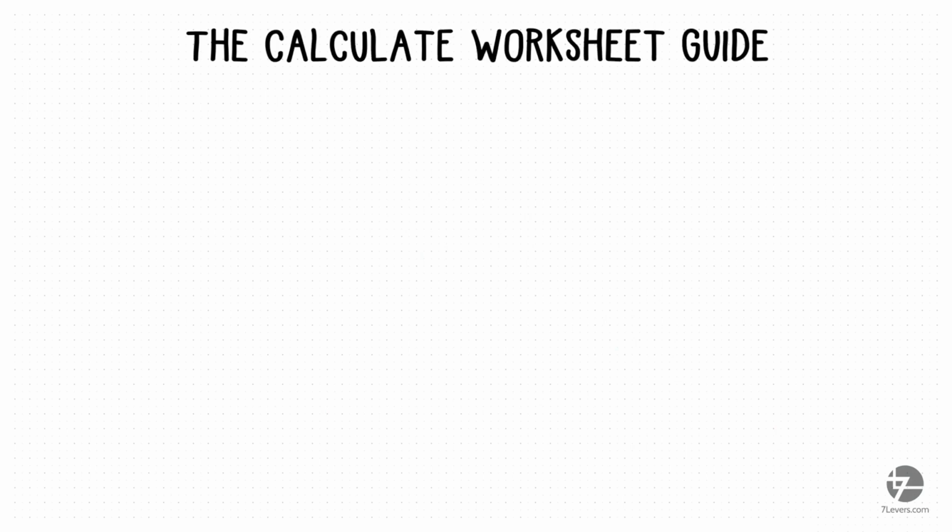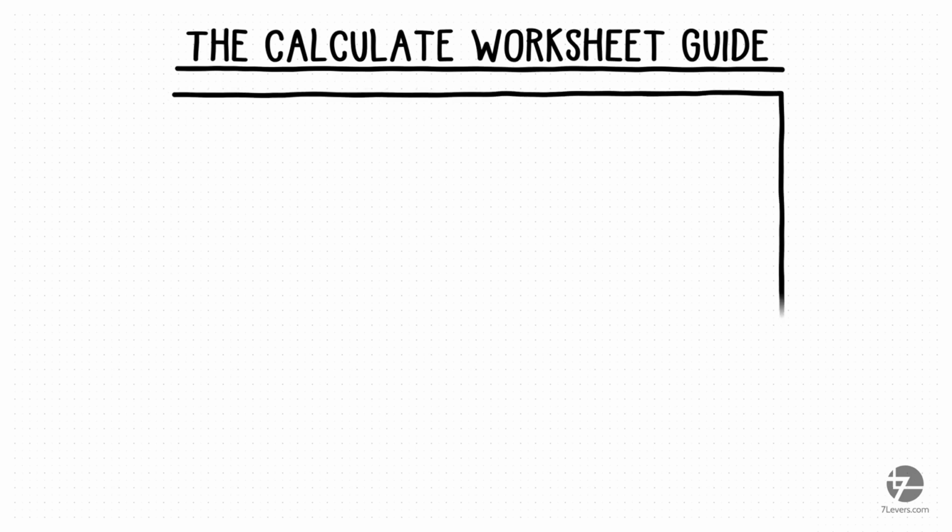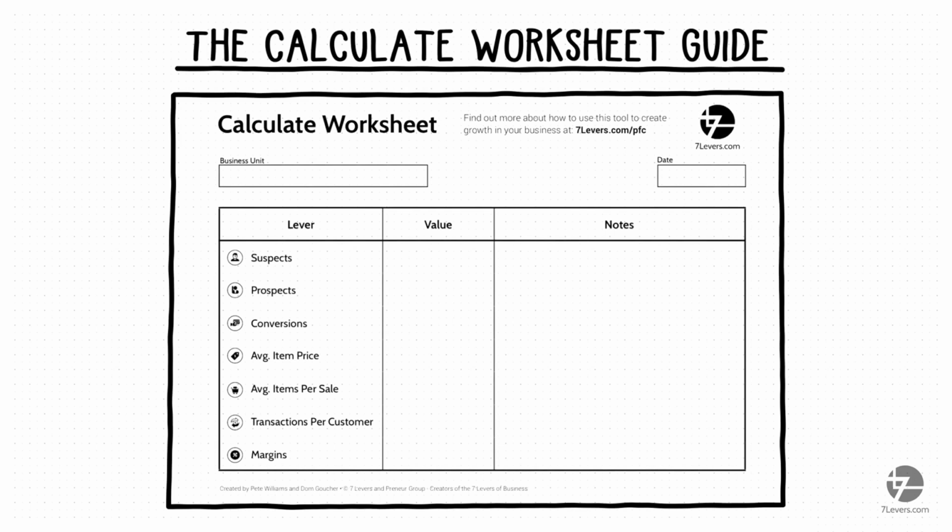We have two tools to help you when calculating the values for the levers in your business as part of the profit foundations. The first of those tools is the Calculate Worksheet. This is where you capture all of the values that you calculate as you work through your 7 levers. And you also capture any notes about those values as you're working through. So that's a place where you can capture information about, for example, the gaps.